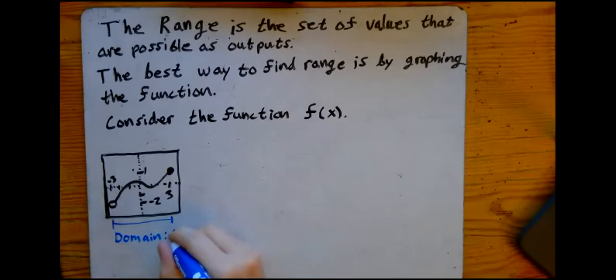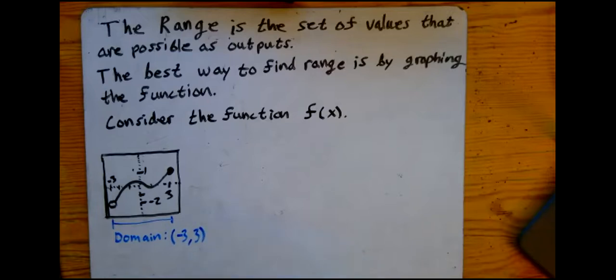Open point on the left, so that's going to be a parenthesis. Our least x value is negative 3, our greatest x value is 3. Fair enough.